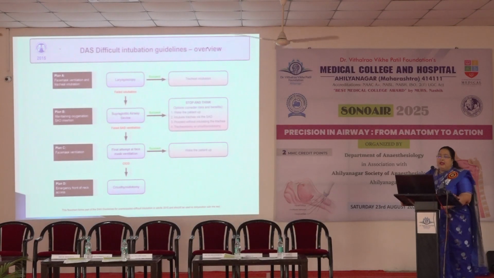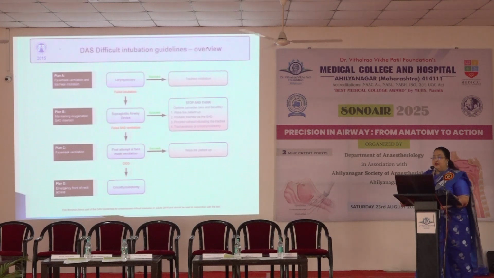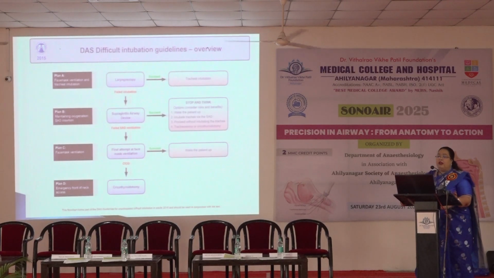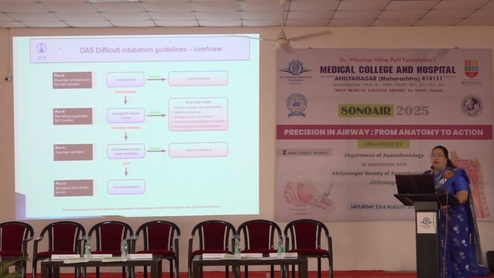So, plan C is if there is a failed LMA insertion, you will see for a final attempt of face mask ventilation. If it is possible, you will wake up the patient and postpone the surgery, make your things available, and then you can reposition the patient. And plan D is an emergency where you cannot either ventilate or intubate the patient, where you will have to go for front of neck access via cricothyroidotomy.